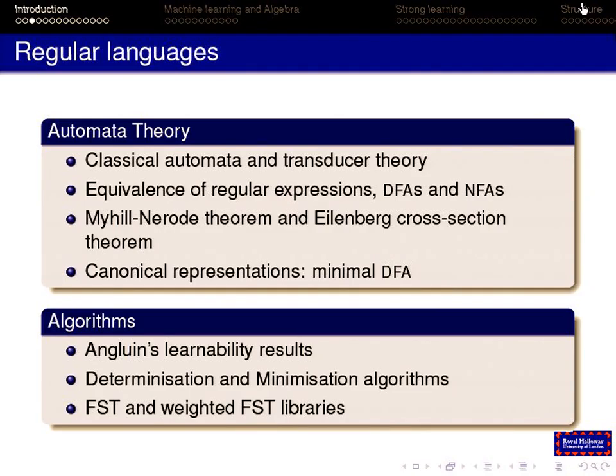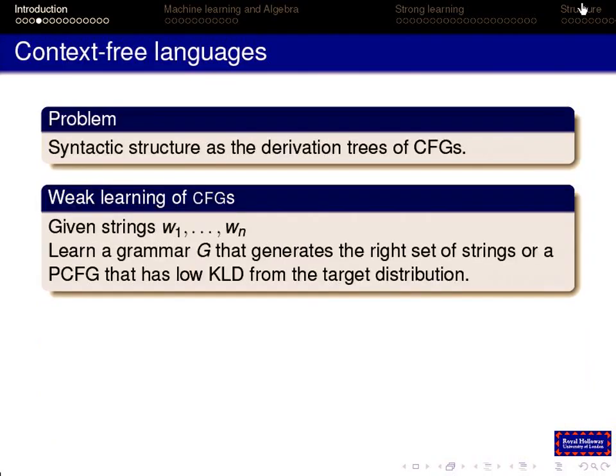Everything's fine. But of course, natural languages are really not regular. So we need to consider richer and more powerful representations. In particular, I'm going to be looking at context-free grammars and context-free languages. And at this level, there is, for me at least, a really big problem. And that is the idea that a syntactic structure can be viewed in some sense as a derivation tree of a context-free grammar.